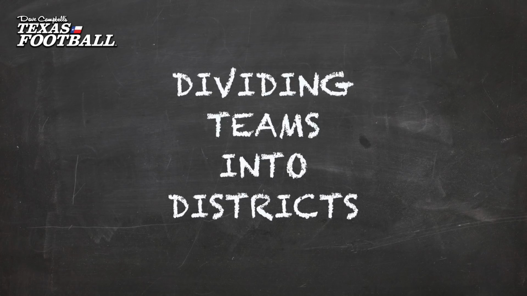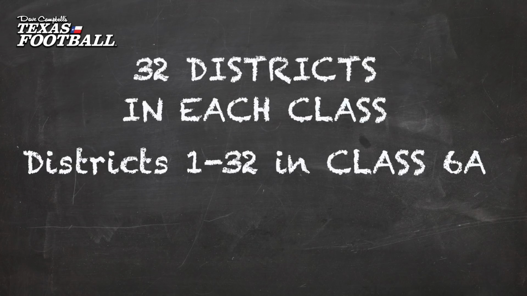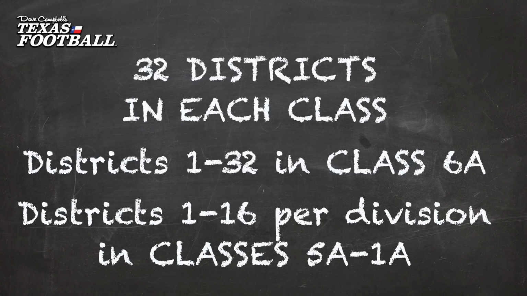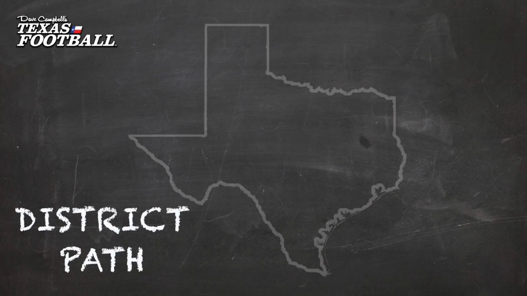The logic is simple. You should play the teams closest to you that are of comparable size. Easy, right? There are 32 districts in each classification. Districts 1 through 32 in Class 6A, and Districts 1 through 16 in each division of Class 5A, 4A, 3A, 2A, and 1A. Those districts also fall into 4 regions. Region 1 is the first quarter of districts, Region 2 is the second quarter of districts, and so on.